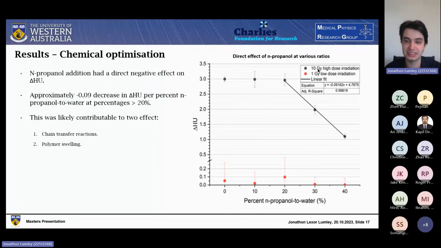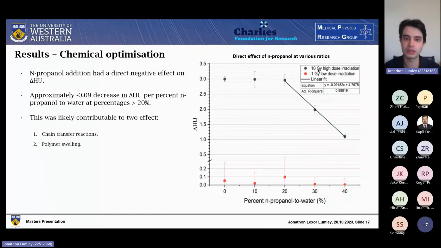This effect was deemed to be significant at percentages larger than 20% and is likely due to two different effects. So one, enough N-propanol likely acted as a chain transfer agent. This is where instead of the water radical interacting with the monomer, it interacts with the N-propanol, resulting in a more stable radical, which is less likely to propagate on with polymerization.